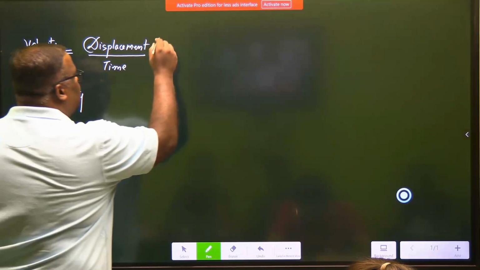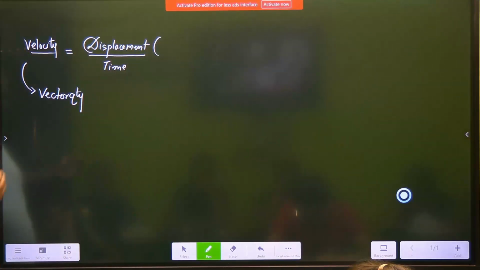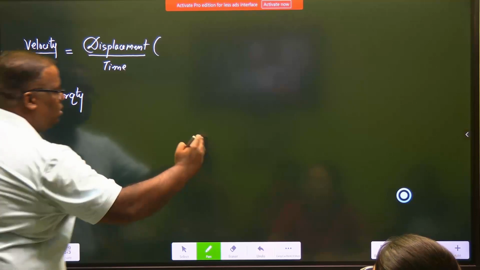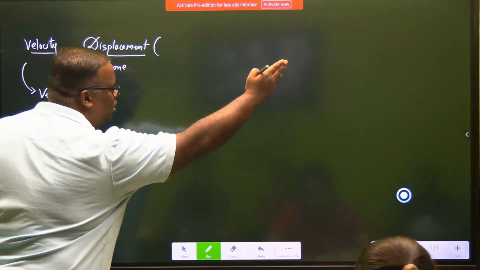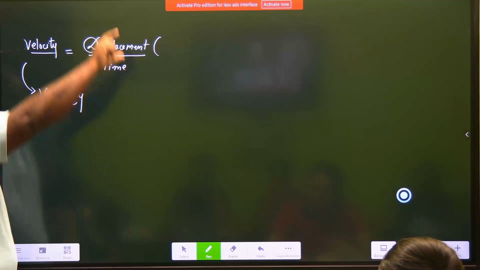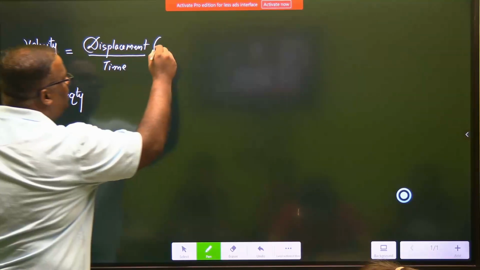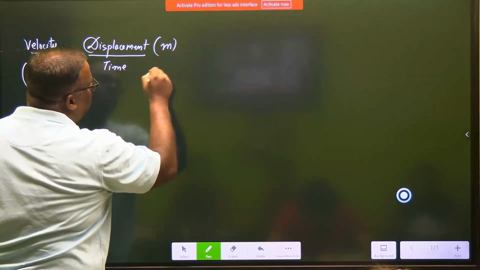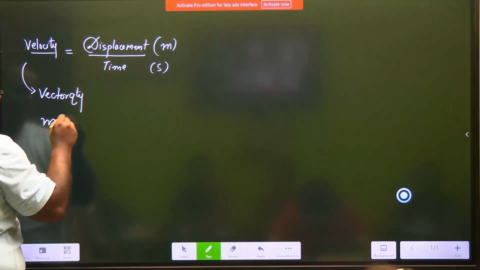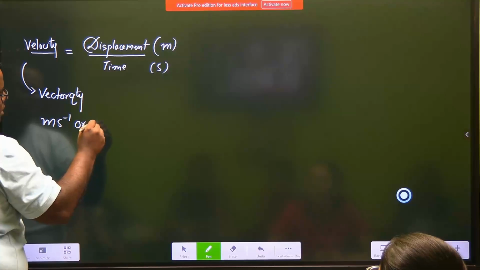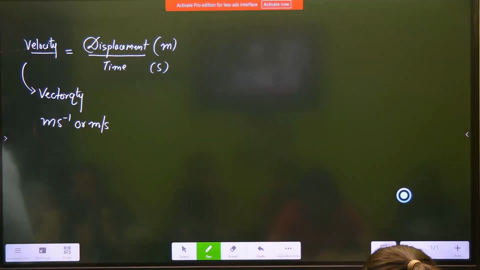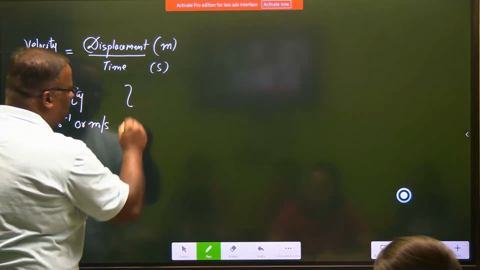So let's look at the SI unit. Displacement is also a type of distance, but it is in a straight line. A distance can be like a snake's path. Displacement cannot be like that. It has to be like the snooker ball, tuck, tuck, like that. So a straight line means this is also a distance, which is measured in meters. Time is measured in seconds. So definitely the unit would be meter second minus 1, or meters per second, right?